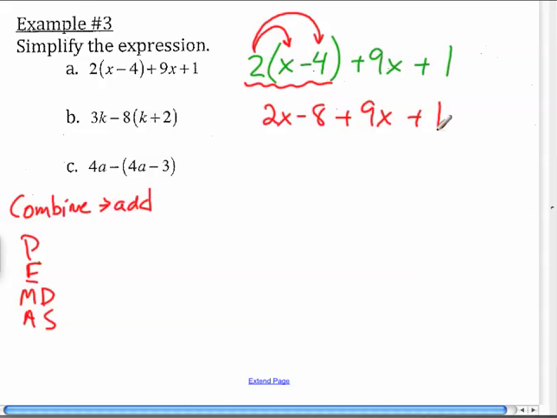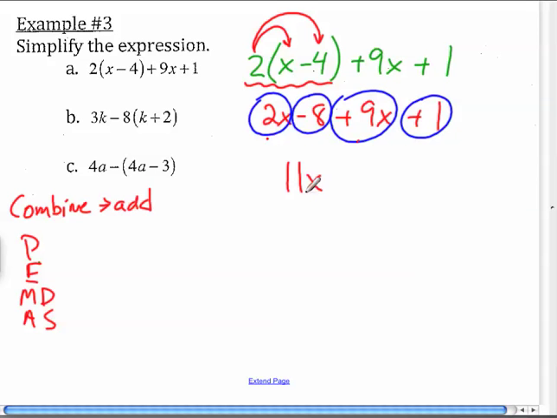Now I've got a problem just like I had in the last example. I'm going to circle the terms: positive 2x, minus 8, positive 9x, positive 1. I combine the like terms. The 2x and the 9x combine and give me 11x, and the negative 8 and the positive 1 give me negative 7. So this is the answer to A.